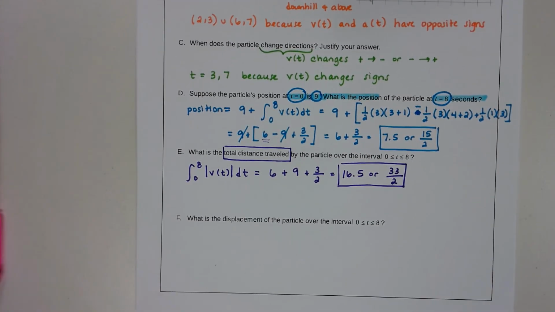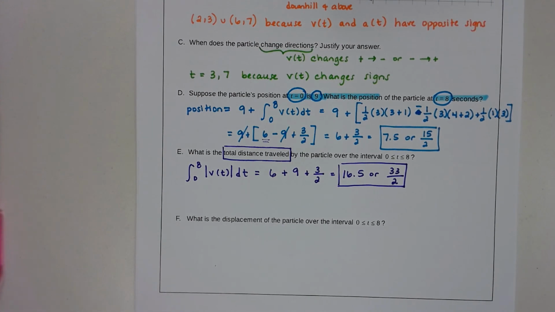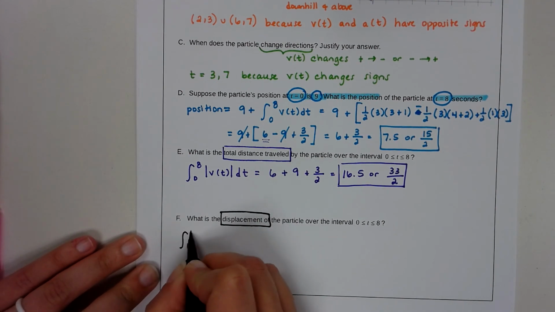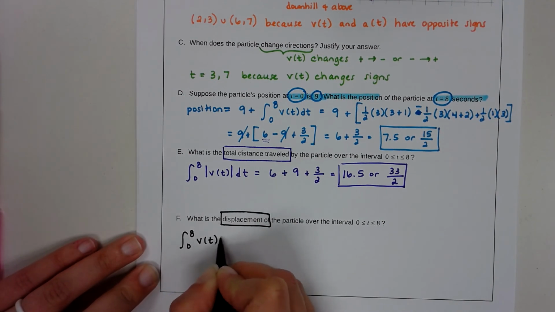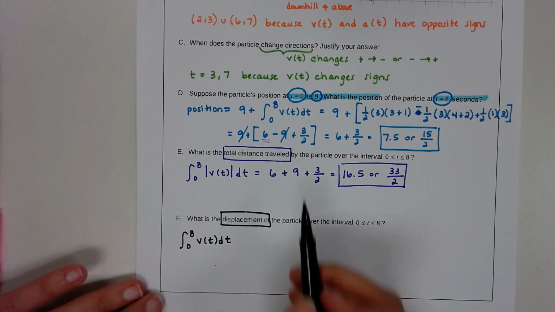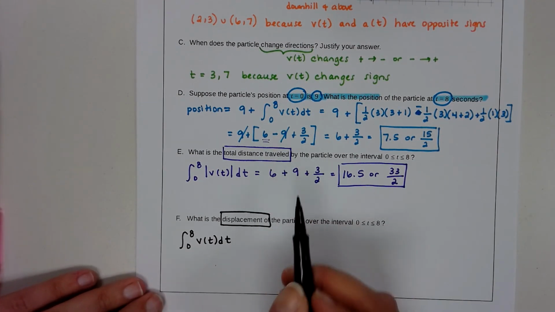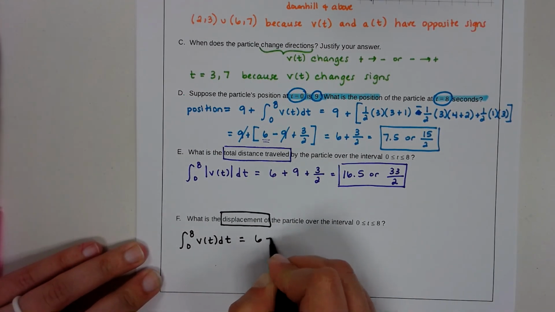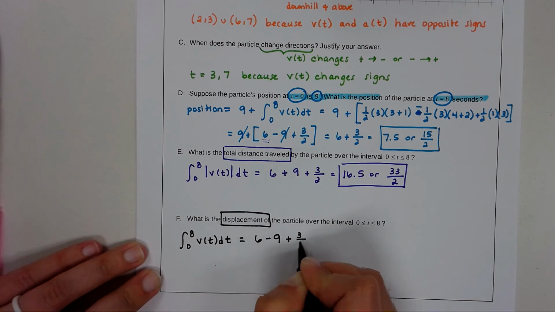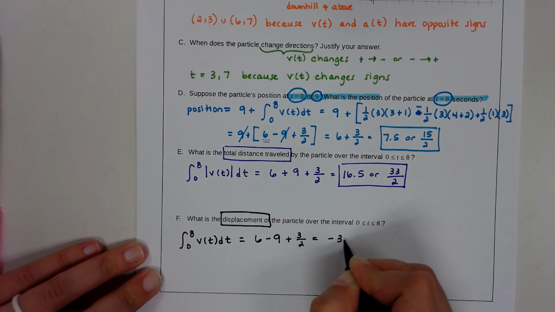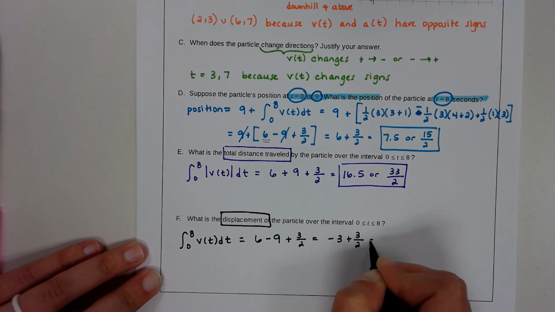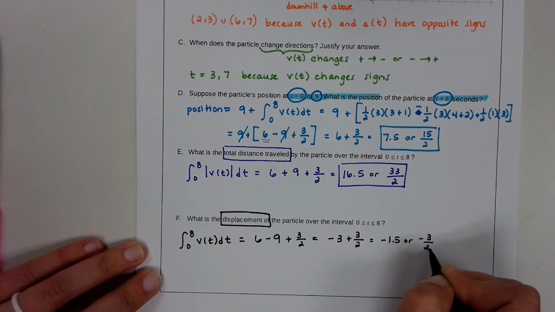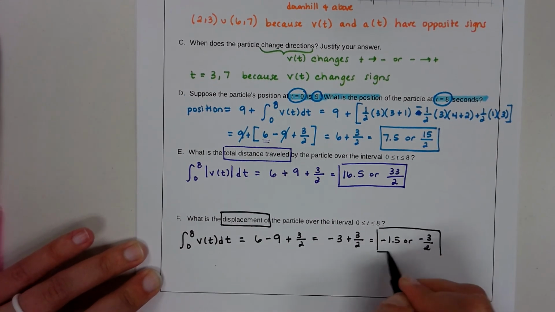Last but not least, the problem here at the bottom says, what is the displacement of the particle? Now, displacement would just be the integral, the regular old integral of velocity. So this time, instead of forcing this area to be positive by doing the absolute value, I'm just going to leave it negative. So I would have 6 minus 9 plus 3 over 2, which means I have -3 plus 3 over 2, which is -1.5 or -3 over 2, depending on which way you want to write it. Either way is totally fine.